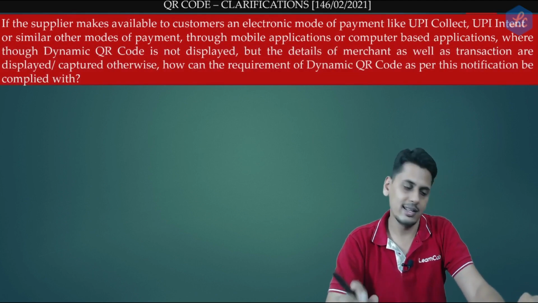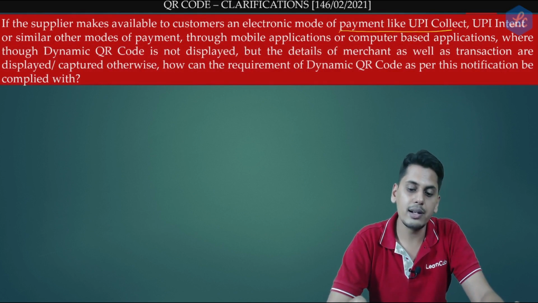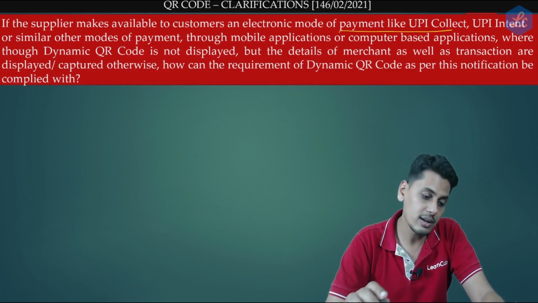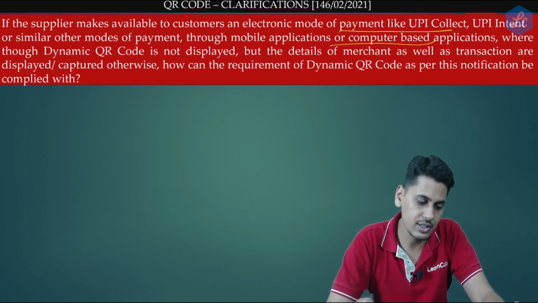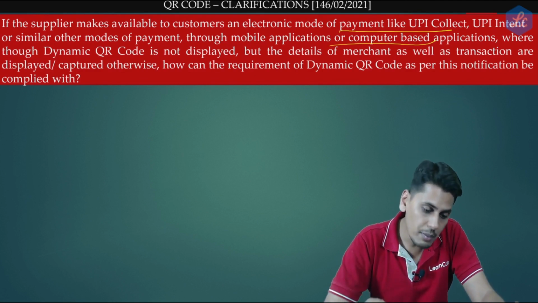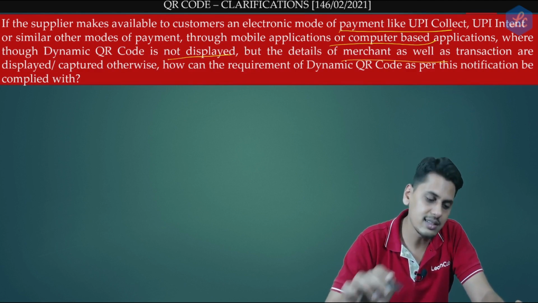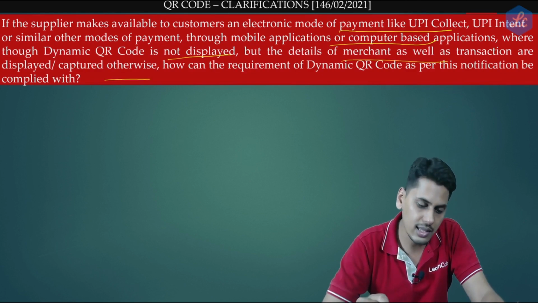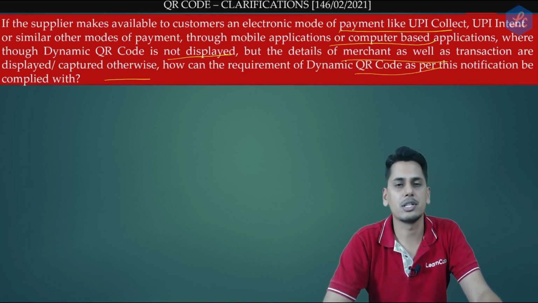The next question is similar. If the supplier makes available to the customers an electronic mode of payment like UPI Collect, UPI Intent or other similar modes of payment through mobile applications or computer-based applications, where though a dynamic QR code is not displayed but the details of the merchant as well as the transactions are displayed or captured otherwise, how can the requirement of dynamic QR code as per this notification be complied with?